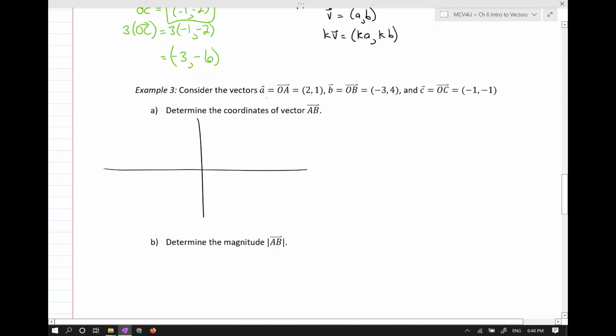But so we have vector A. Vector A reaches out to the point at 2, 1. So that's 2 to the right. That's 1 unit up.